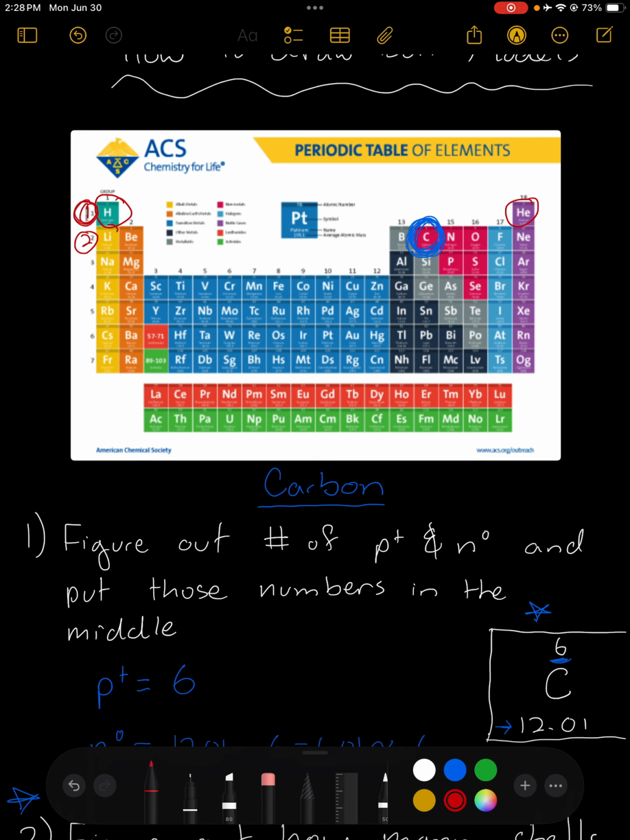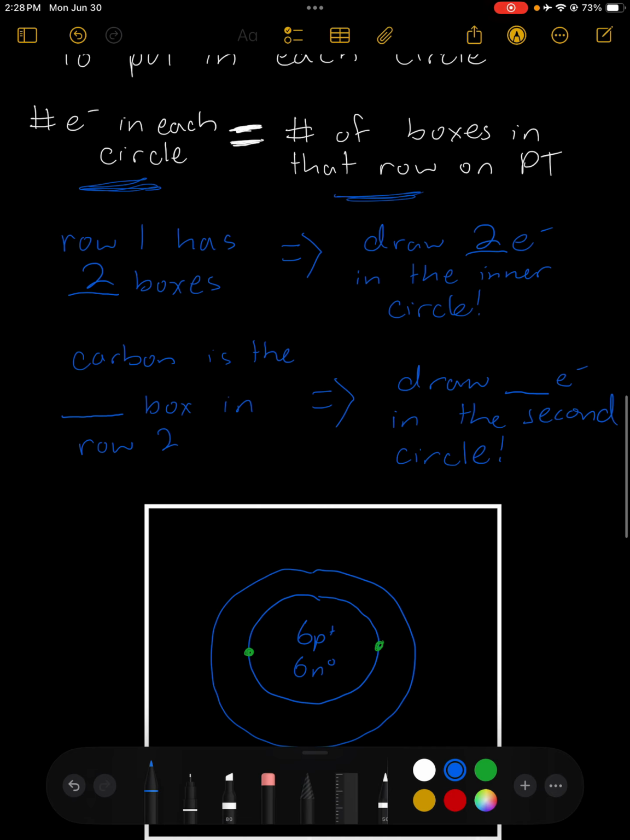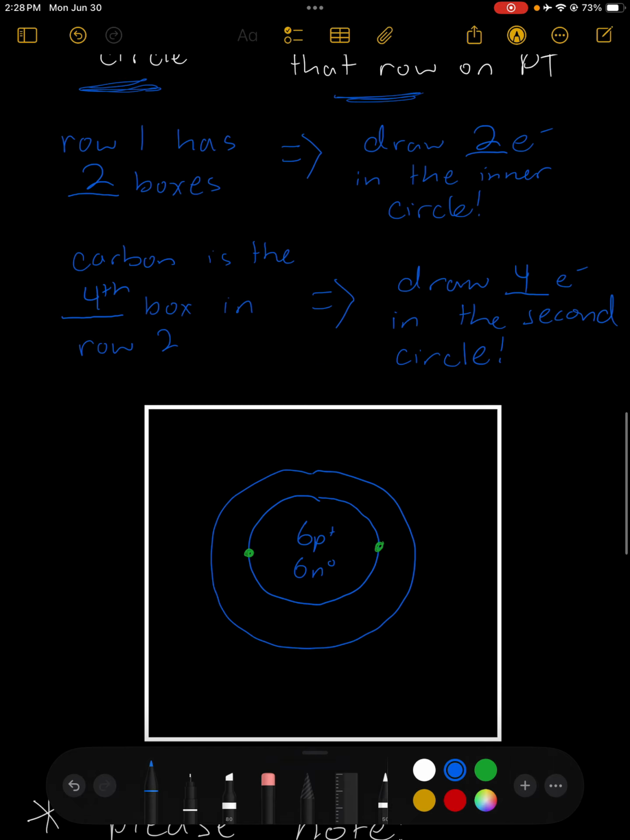So I see that we are 1, 2, 3, 4 boxes over by the time I hit carbon. So I'm going to draw 4 dots, or 4 electrons, in that second circle on my Bohr model. Carbon is in the 4th box in row 2, so I'm going to draw 4 electrons. Cool. 1, 2, 3, 4. And we're done. That's our Bohr model for carbon.